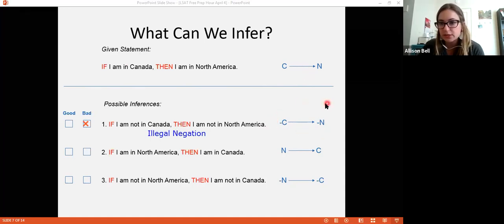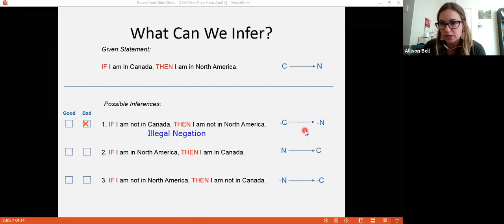On a logical reasoning question, the way this might present itself is they might give you this statement as one part of an argument, and then they might conclude this negation off of the premise that if I'm in Canada, then I'm in North America. And you would have to say, oh, no, that's not right.